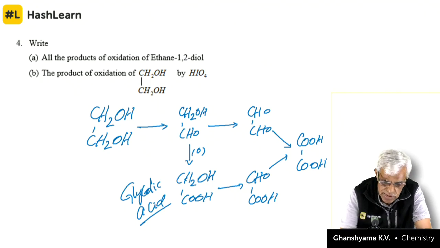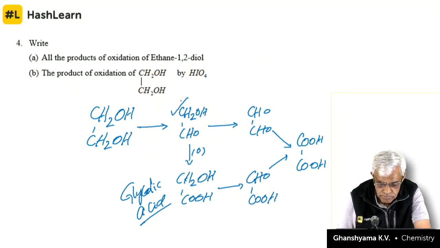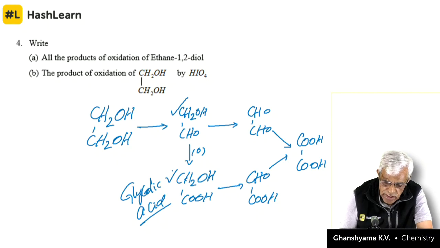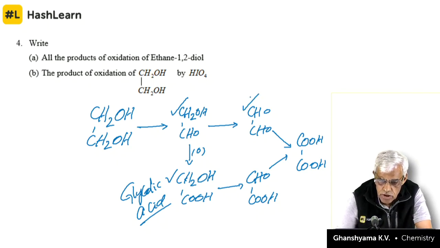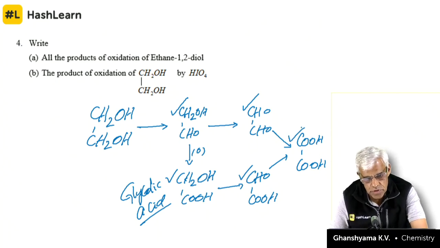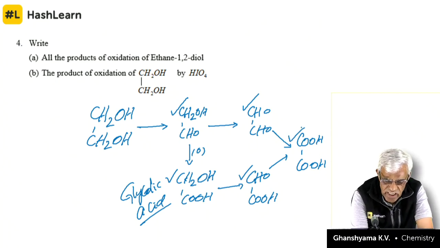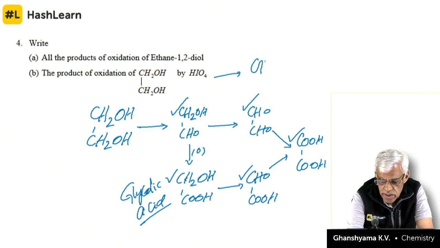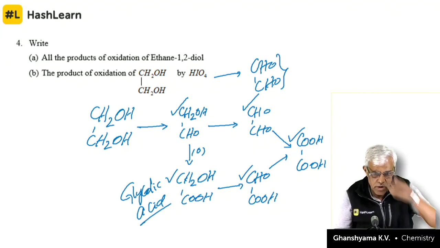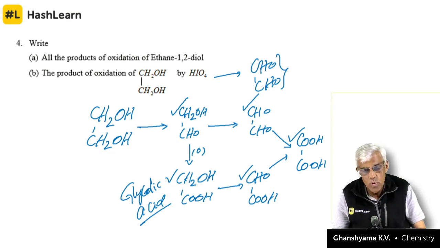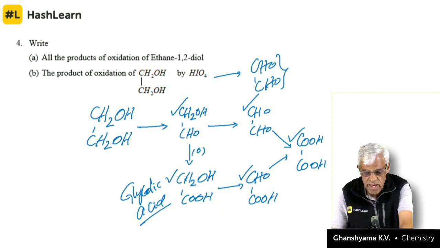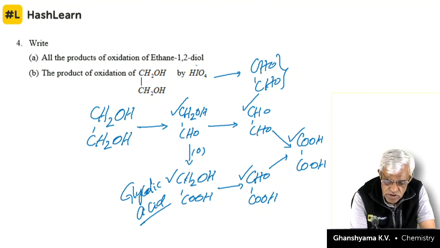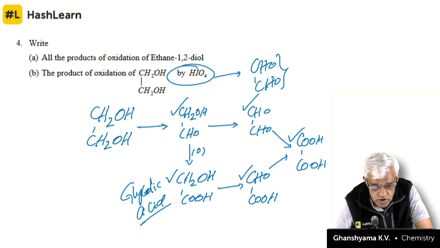I repeat the names: glycolic aldehyde, glycolic acid, glyoxal, glyoxylic acid, oxalic acid. Whereas the second product with HIO4, the reaction stops at this point, glyoxal. Radhika, what you said, ethane 1,2-dial. The reaction stops there. This particular HIO4 oxidation, yes, final is oxalic acid.